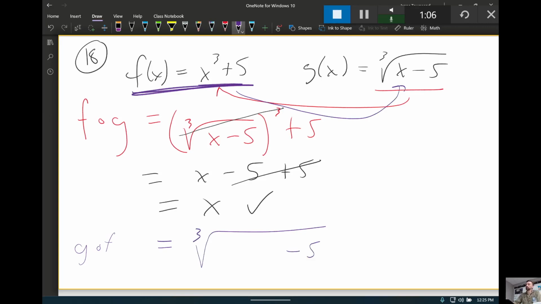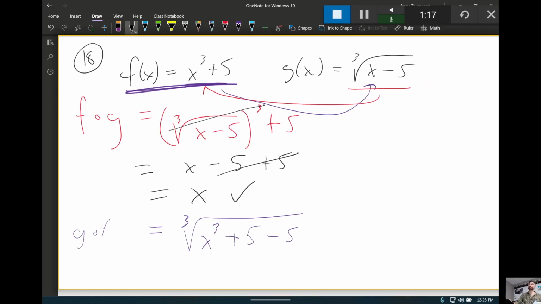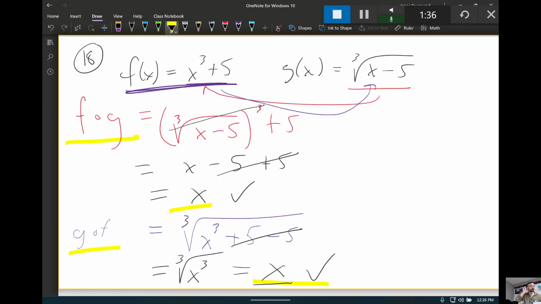So instead of the cube root of x minus 5, it's going to be the cube root of this stuff minus 5. And then we have to simplify. So plus 5 minus 5 goes to 0. And then cube rooting a cube cancels out and leaves you behind an x again. So showing that plugging g into f simplifies to x, and plugging f into g simplifies into x. That's how you verify algebraically.